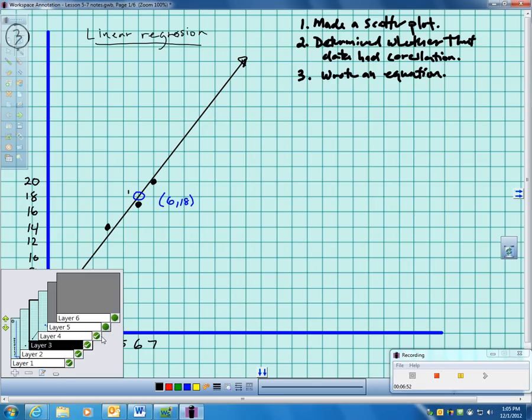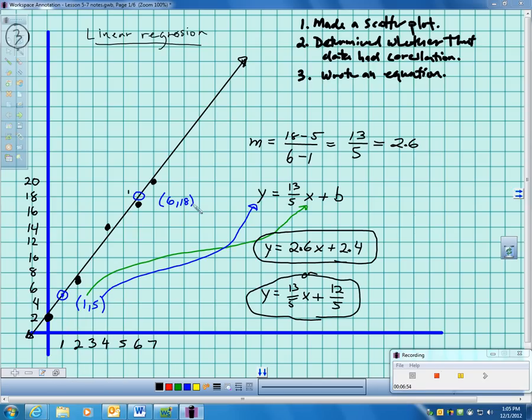So the first thing is I notice my slope. If I use my slope formula, 18 minus 5 over 6 minus 1 is 13 over 5, which is about 2.6. I guess I could have left it at 13 over 5, but I'll just keep it at 2.6 for now. Then I've got to take one of my points and plug it in, because I don't know the y-intercept. This looks like it might cross at 3 on the y-axis, but I'm not sure. So I better actually plug the point in and check. If I plug in 5 for y and 1 for x, and I solve, I'm going to find out that b is about 2.4, or 12/5.